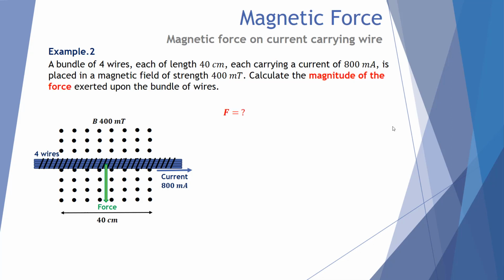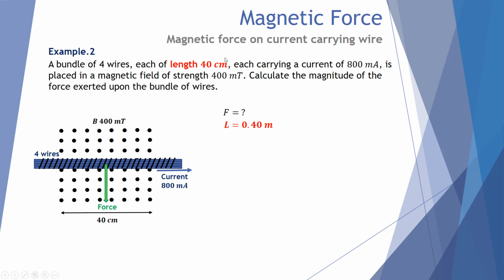So extracting our data, we want to find F, the magnitude of the magnetic force. L, the length, is 0.4 of a meter. Note, we can't leave it in centimeters. It must be in the correct units for this equation to work. So 40 centimeters is 0.4 of a meter.